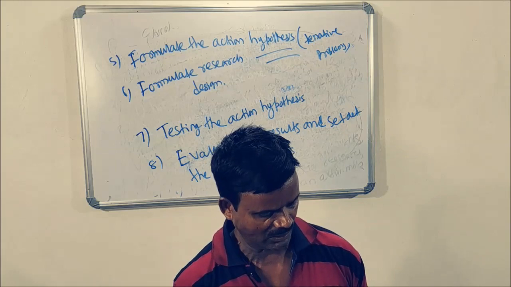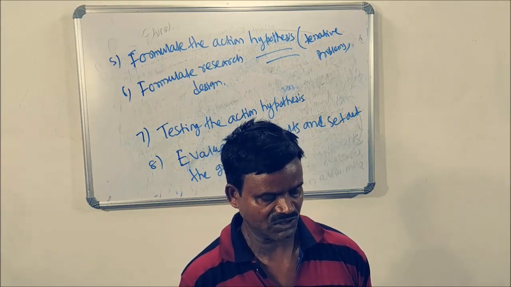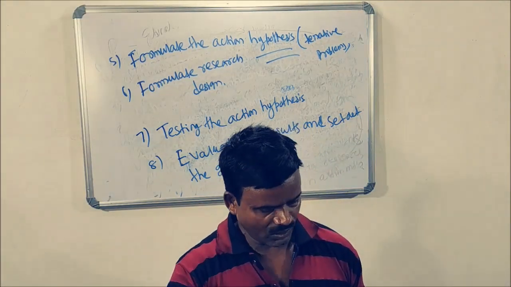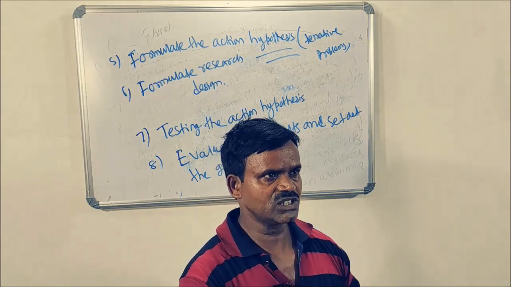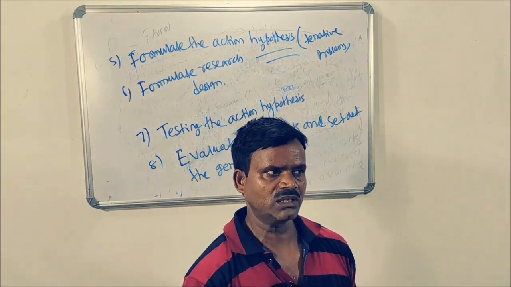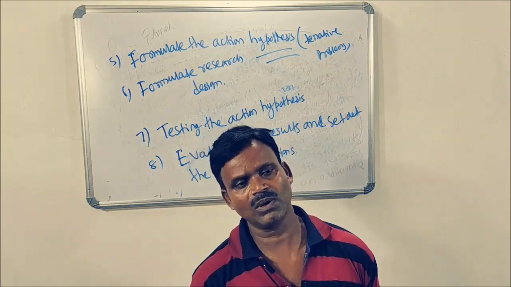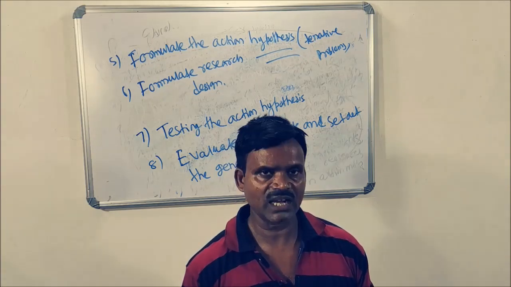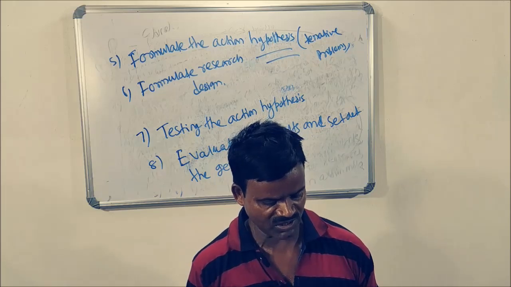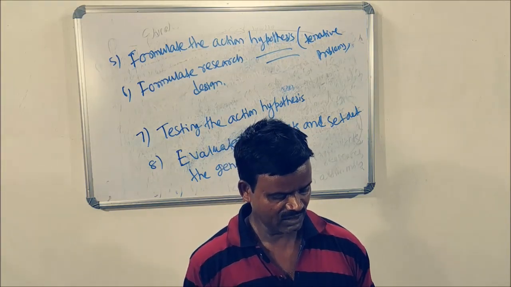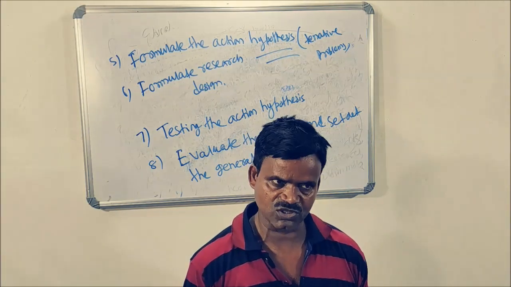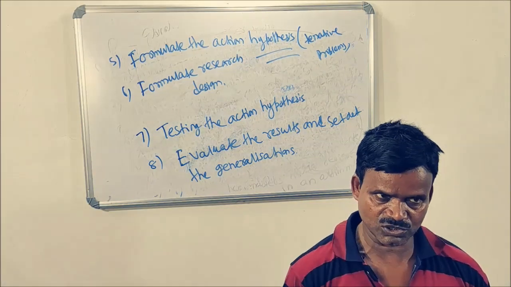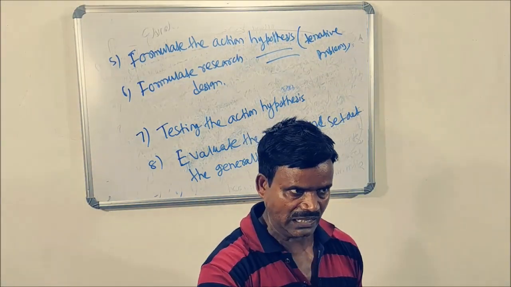Next, step 7, testing the action hypothesis. The hypothesis previously we take. Now, test the hypothesis, which is most suitably responsible for the slow progress of English learning. In case of the problem stated above, the teacher may examine students' exercise books, whether they write pronouns, spelling, the English well or not. Give written test.